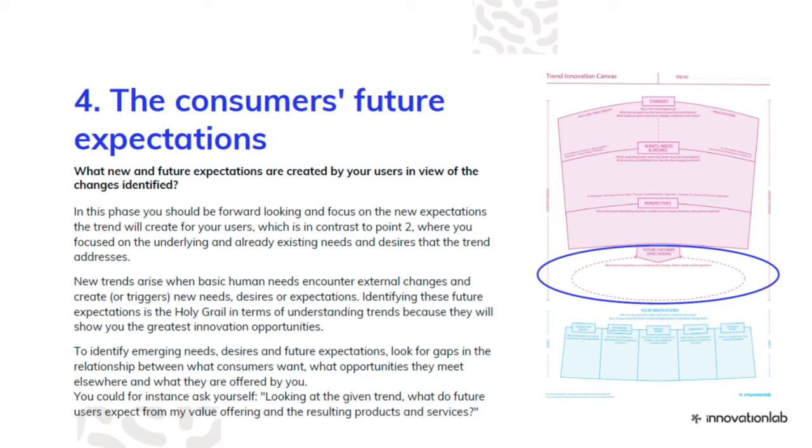In this sort of middle area, you need to have a look at what new and future expectations are created with your customers on the basis of the changes that the trend you have chosen has already created with your customers. When customers first get used to how the trend meets their needs in terms of social status, etc., as described earlier, it will eventually lead to new expectations. You can try to map these by looking for gaps or holes in the relationship between what the customers want, what they can get elsewhere, and what they're being offered by you.